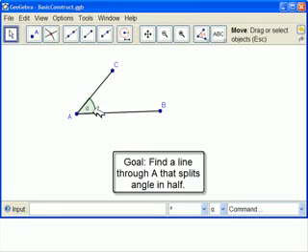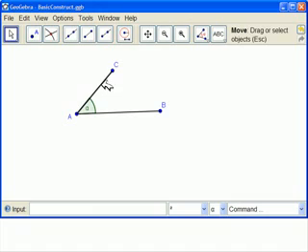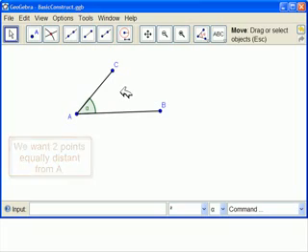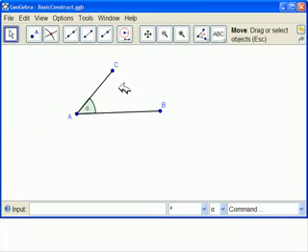Now what we want to do is to find a line that splits this angle in half. Well, if we were to have 2 points at the same distance here, the point that's the midpoint of that segment and this one would split the angle in half. So what we want to do is find two equally distant points. Well, in order not to draw an extra point in GeoGebra, we'll just use the point of these 2 points that's closer. So that's C.